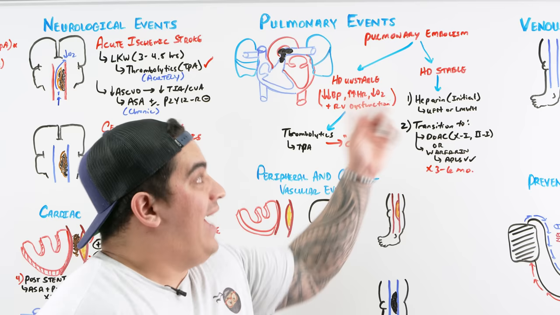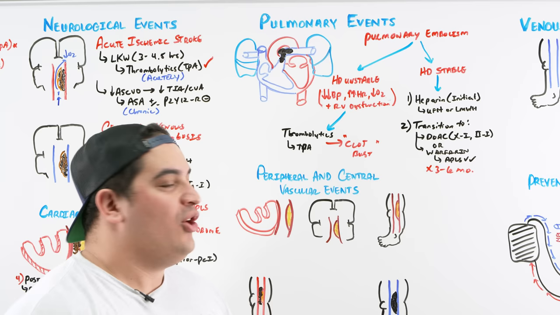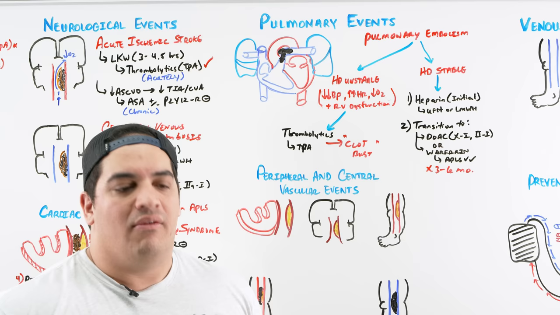Now, let's move on to the next particular situation here, which is, what if we have thrombi or emboli in vessels of my legs or vessels in certain parts of my abdomen or things of that effect? What do we do for them?